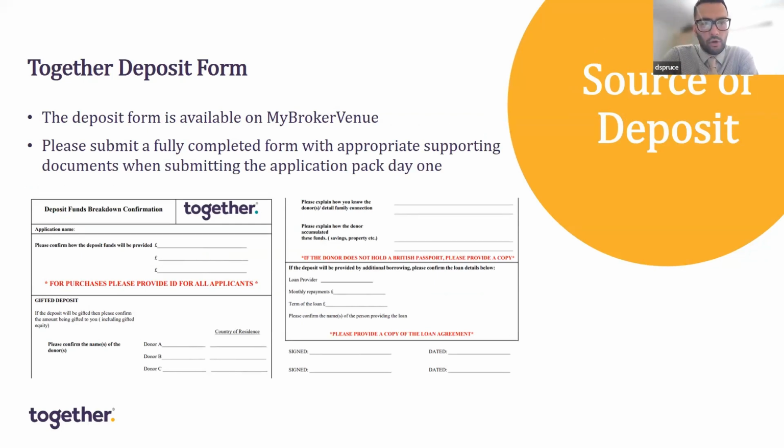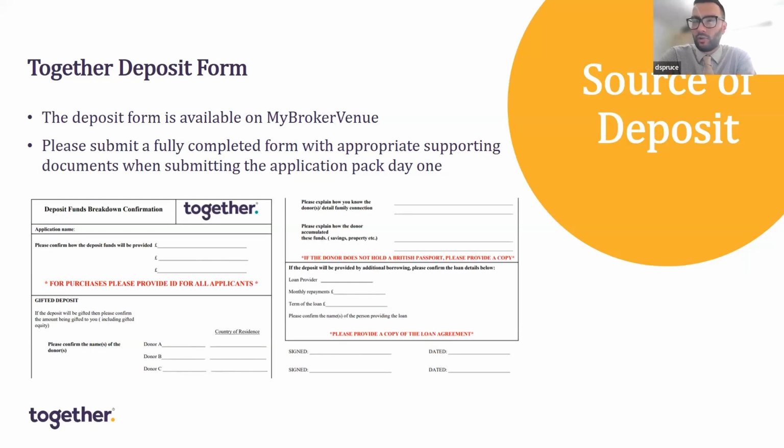In the top left hand corner, you can see that it says please confirm how the deposit funds will be provided. A lot of the time we get savings, so what we'd like you to do is explain further where the savings came from. Although they're in the savings account now, they may have come from different avenues, so business or gift, etc.